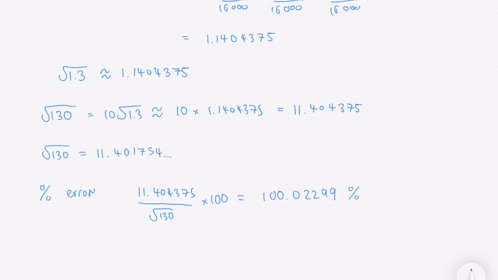So how good was our approximation? Well, that is an error of 0.02299%. So we've got an extremely high degree of accuracy for approximating a square root, and we didn't really need to use a calculator for that, which I think is quite interesting and quite a useful thing that we can do using binomial expansion.